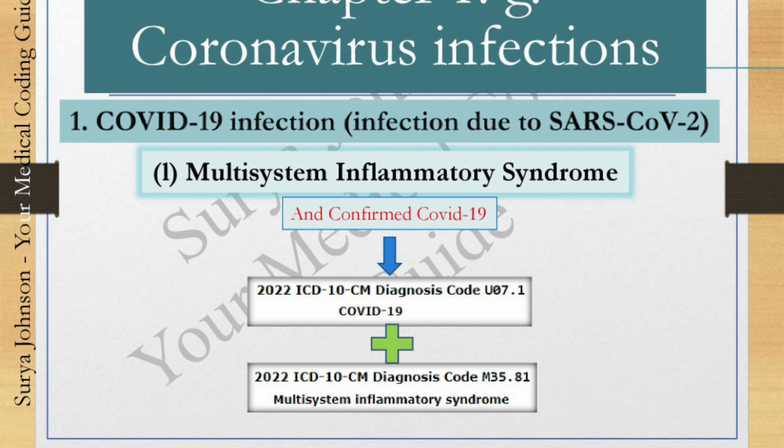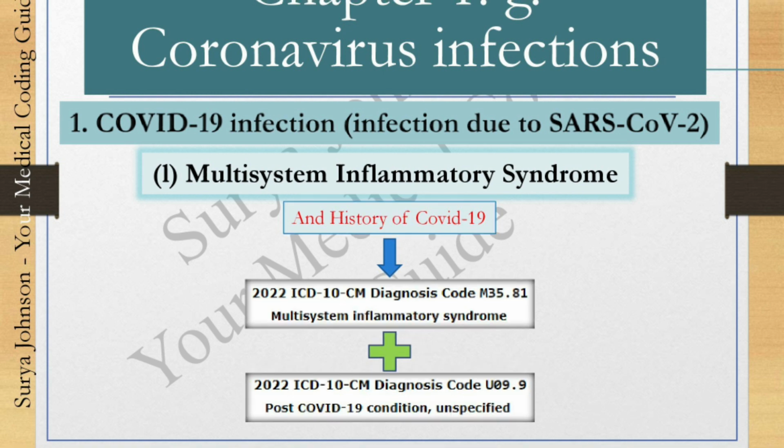Under the same multisystem inflammatory syndrome, the patient is not positive right now but has a previous history of COVID-19 with a multisystem inflammatory syndrome. So in this scenario, you will be coding M35.81 as the principal diagnosis, followed by U09.9, which is post-COVID-19 condition unspecified. So this one you should remember about the general coding guideline we saw.